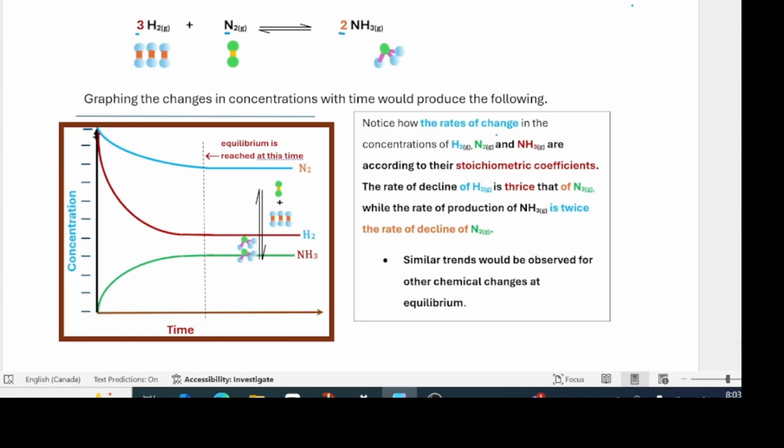Notice how the rates of change in the concentration of hydrogen, nitrogen, and ammonia are according to the stoichiometric coefficients. The rate of decline of hydrogen is twice that of nitrogen, while the rate of production of ammonia is twice that of the rate of decline of nitrogen. Similar trends will be observed for other chemical changes at equilibrium. So the rate at which the reactants decrease and the products increase are governed by their stoichiometric coefficients.